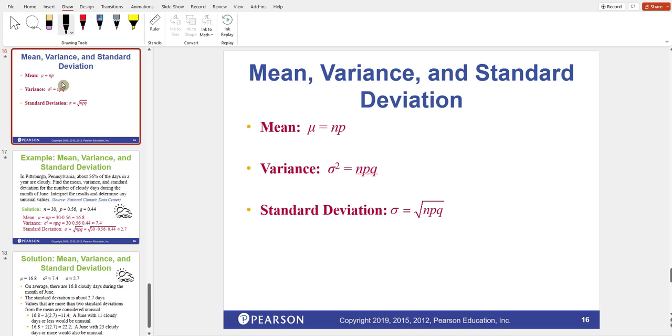Alright, so now we're going to talk about how to calculate the mean, variance, and standard deviation. And this is something that you can basically do by hand. StatCrunch will not do it for you. My Excel template will. So to calculate the mean, you take the number of trials times the probability of success. To calculate the variance, you take n times p times q. And then to get the standard deviation, you just take the square root of the variance.